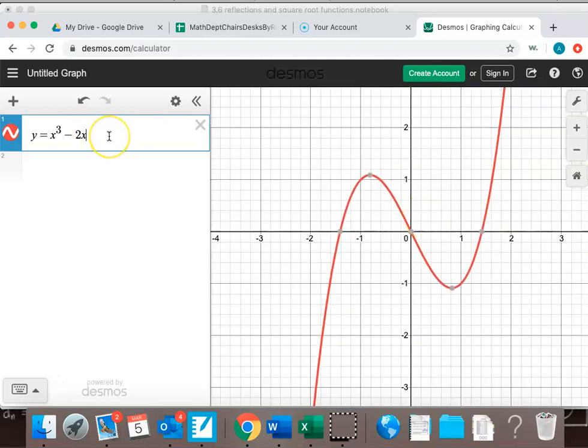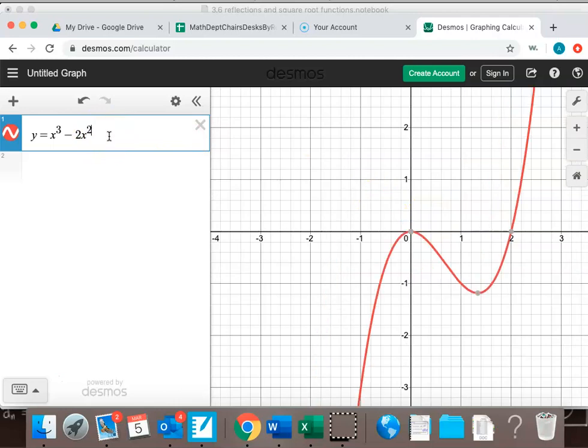Now, if I change this to 2x squared, it looks very similar, but remember, it has to be a pin around the origin. You can't just stick the pin anywhere you want. It has to be in the origin. So for this, if I stuck a pin in the origin and spun it, would it land on top of itself? No. Does it have y-axis symmetry? Is it the same on both sides of the y-axis? No. Then it's neither, right?